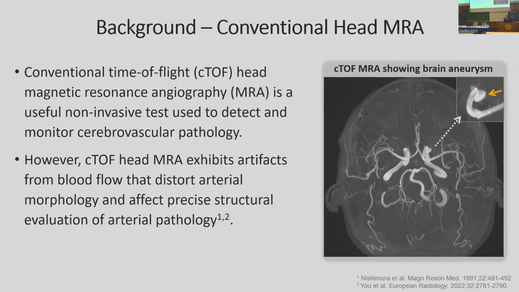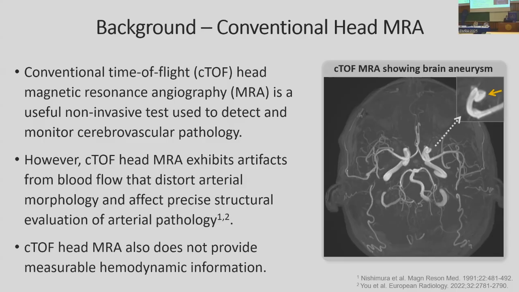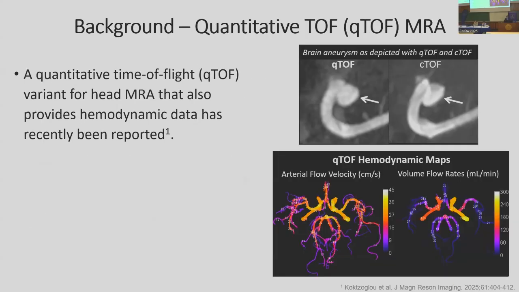However, it's well known that the conventional time of flight MRA exhibits artifacts from blood flow that can distort arterial shape and affect precise structural evaluation of arterial cerebrovascular pathology. Also, as a side note, it's more of a structural exam, and it doesn't provide measurable hemodynamic information, which would be nice to obtain if we spend 5 to 8 minutes acquiring the exam, but also to potentially quantify hemodynamic aberrations within the brain.